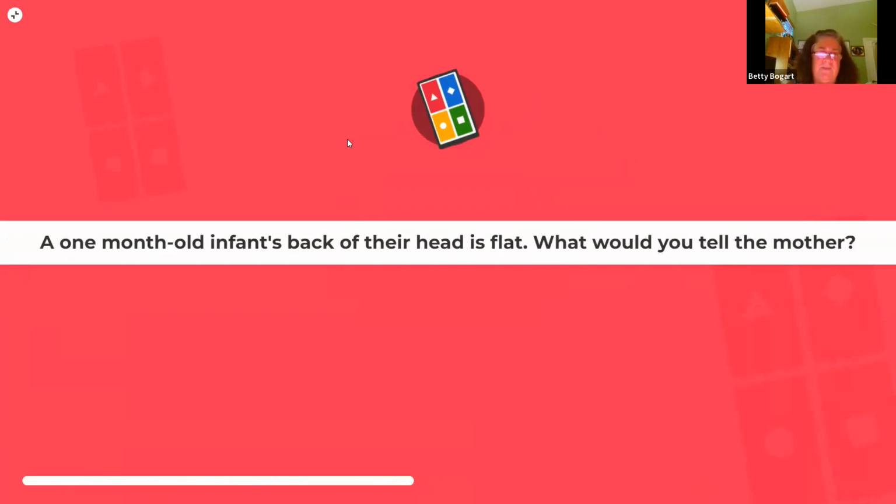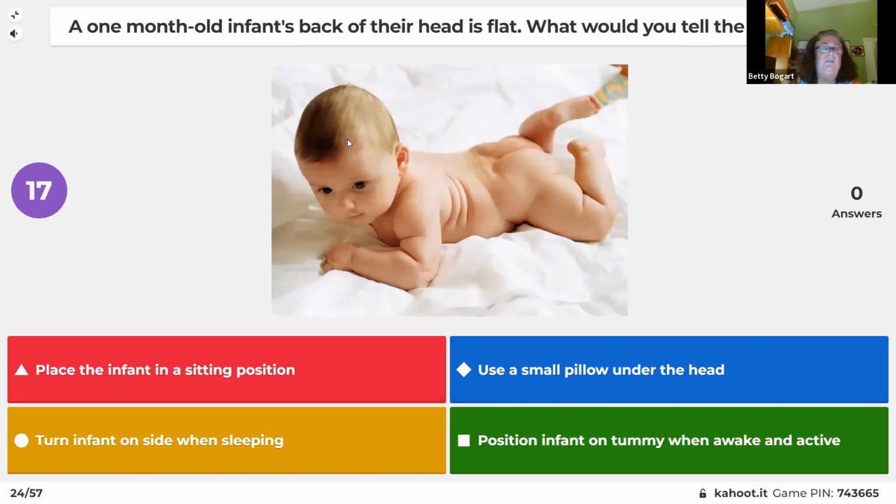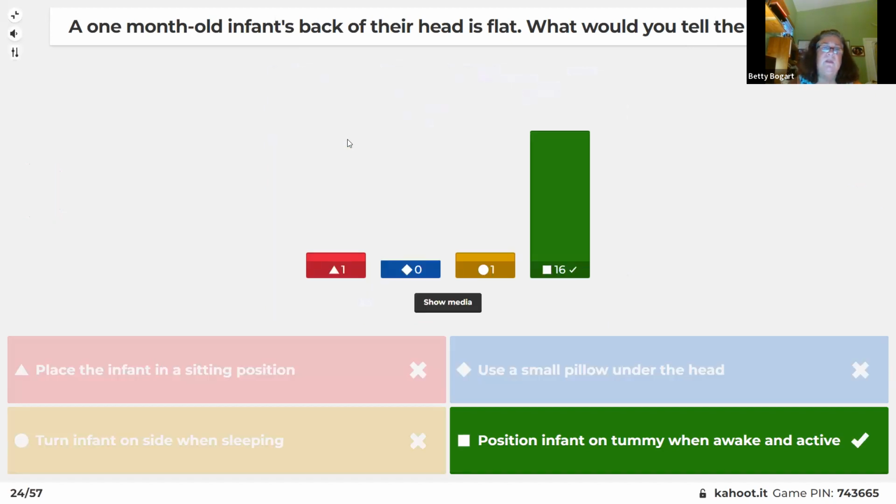A 1-month-old infant's back of their head is flat. What would you tell the mother? She's upset. What do I do? I mean, the kid's on back to sleep and the head's getting flat. What am I going to do? Is this kid's head going to be flat forever? So put them on tummy time when they're awake and alert. And it does round out, because their skulls are so soft and malleable, and they will shape back out.